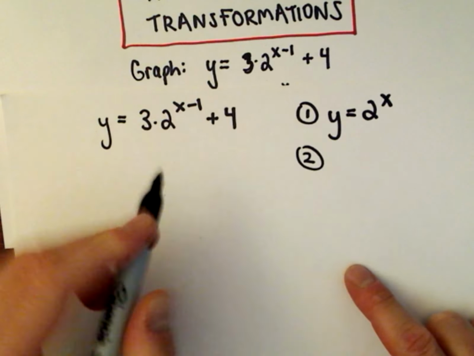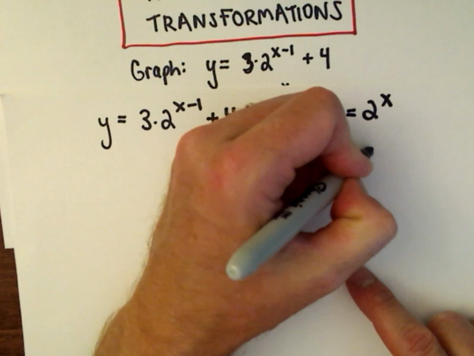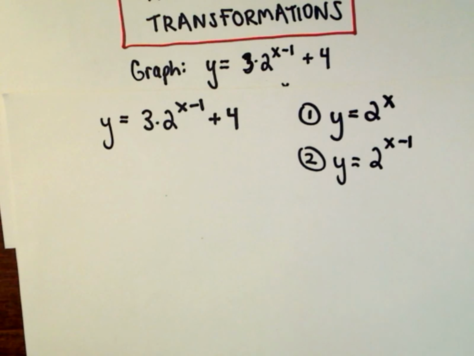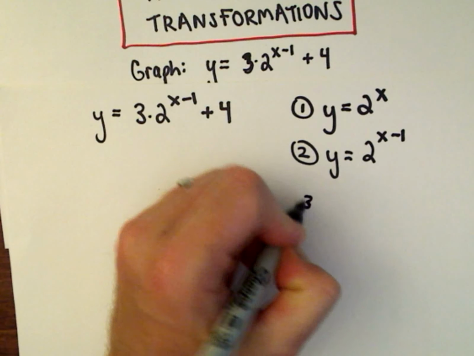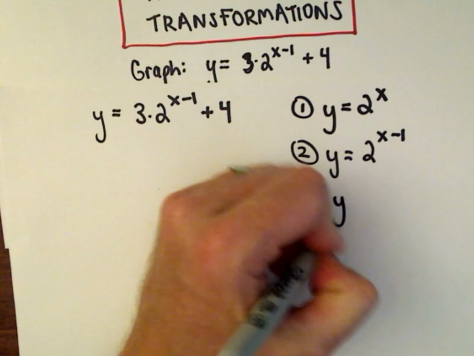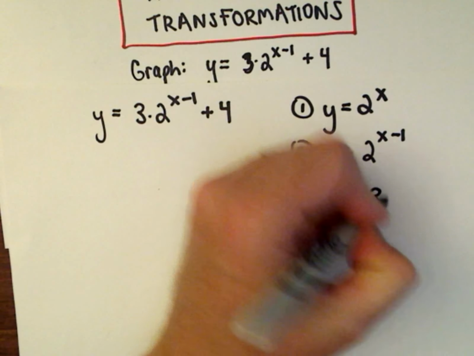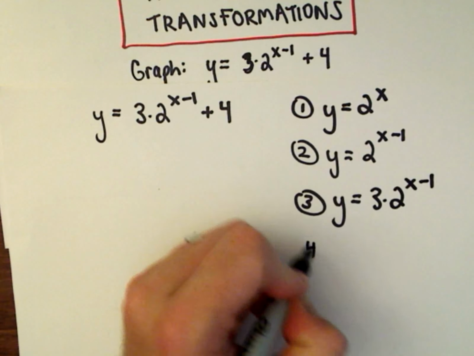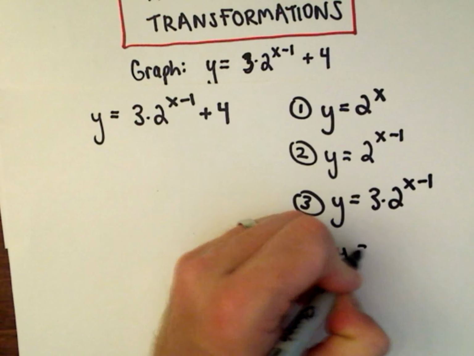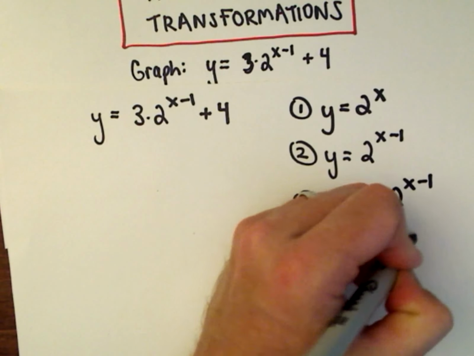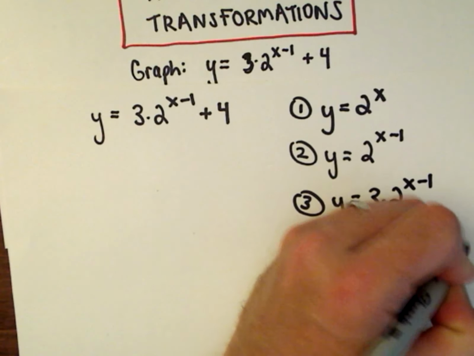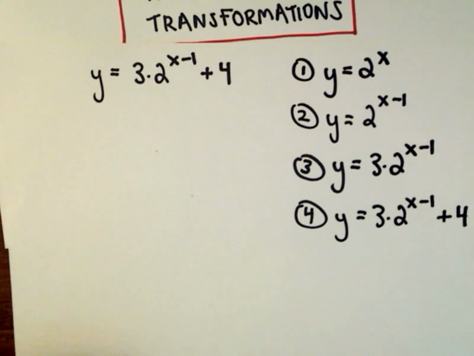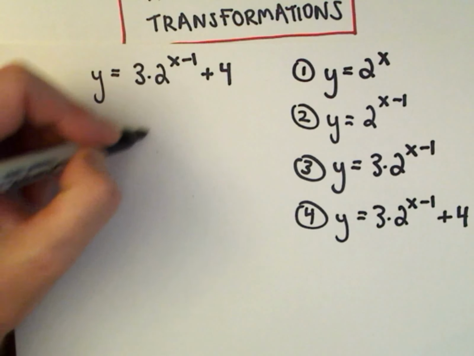The next thing I'm going to do is think about what this affects. I'm replacing the x with x minus 1, and in terms of graph shifting, what does that do? The next thing I'm going to think about is, what is the graph of 3 multiplied by 2 to the x minus 1? What does that look like? And last but not least, let's put them all together. What would 3 multiplied by 2 to the x minus 1, plus 4, look like? So that's kind of my thought process. Again, maybe we can do them in a couple steps.